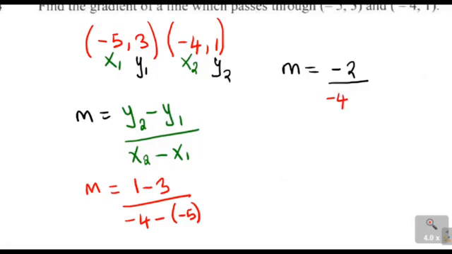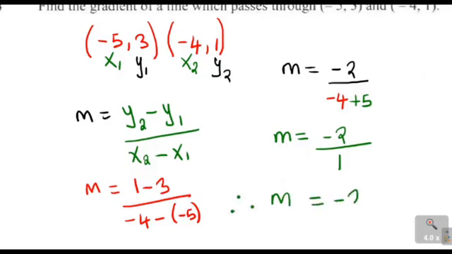So here we are going to multiply this negative times this negative, which will be a positive. So here we are going to have positive 5. Now from here we say m is equal to negative 2 over negative 4 plus 5. It will give us a positive 1. So therefore the final value of m is equal to negative 2. So gradient is equal to negative 2 because 1 into negative 2 gives us negative 2.